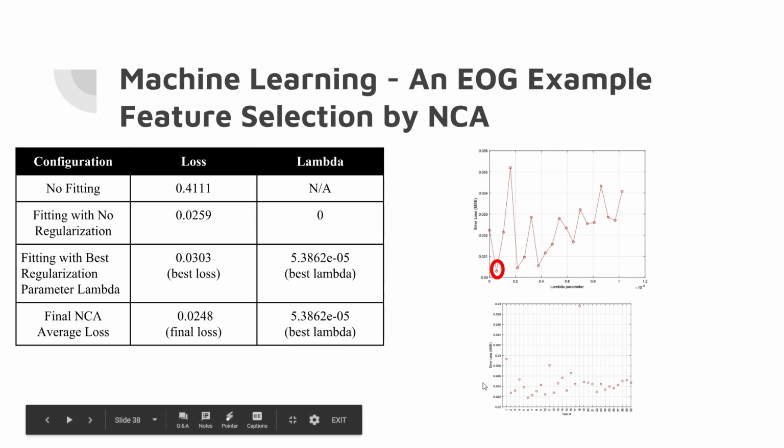And so this is an example of error loss after running my NCA multiple times. You can see, running the same algorithm, I get different results. But they're mostly centered around the same value, around 2.5% error.